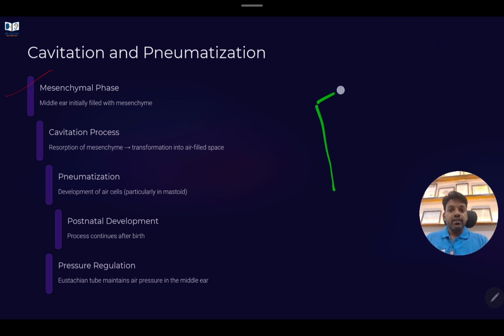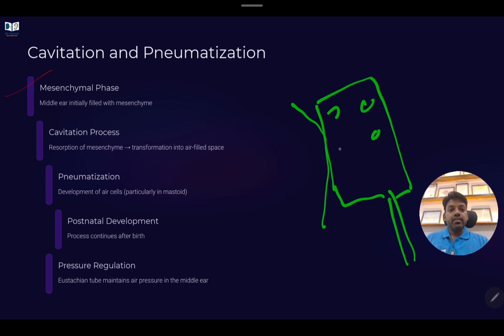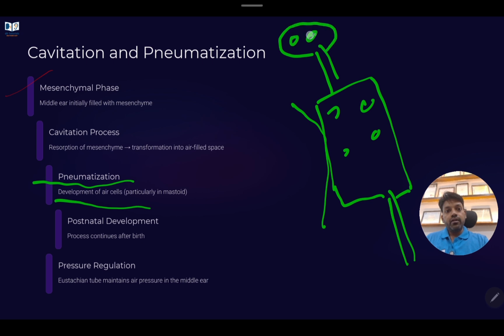Okay, it is reabsorption of the mesenchyme. This is the tympanic membrane and its auditory tube. Okay, and it transforms into air-filled spaces. Now there will be more air-filled spaces. Pneumatization is the development of the air cells, particularly the mastoid, which is connected here on the back. So here air cells are developed, and then postnatally, after the birth, there will be continuation of the process.